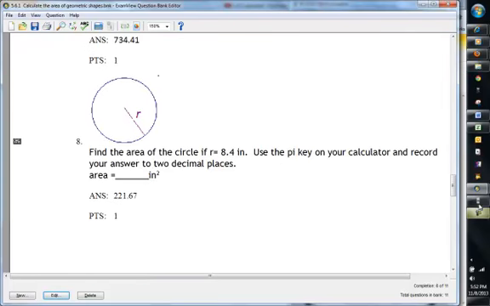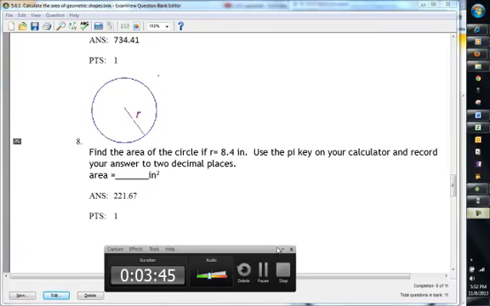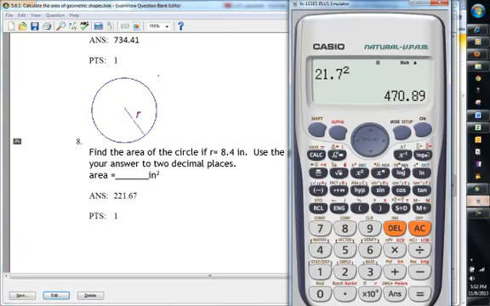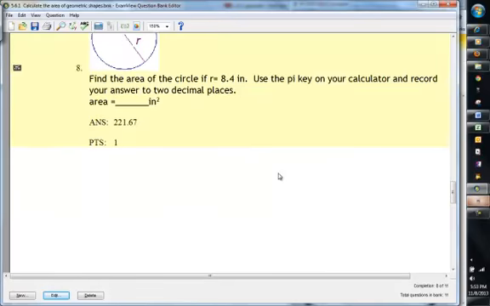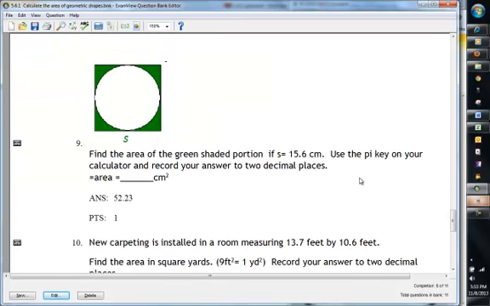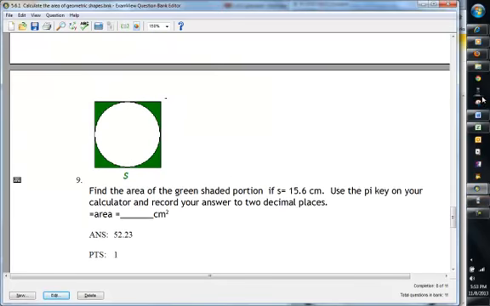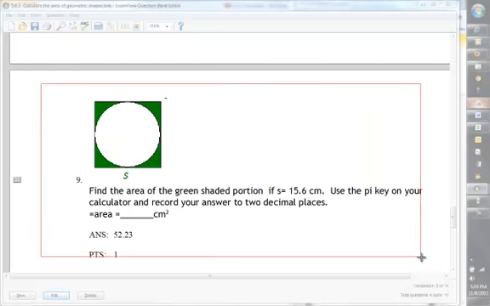All right, next one, area of a circle, pi times radius squared. Now it says use the pi key on your calculator, and that's usually where people go wrong, is they use 3.14 rather than the pi key, times 8.4 squared is 221.67.